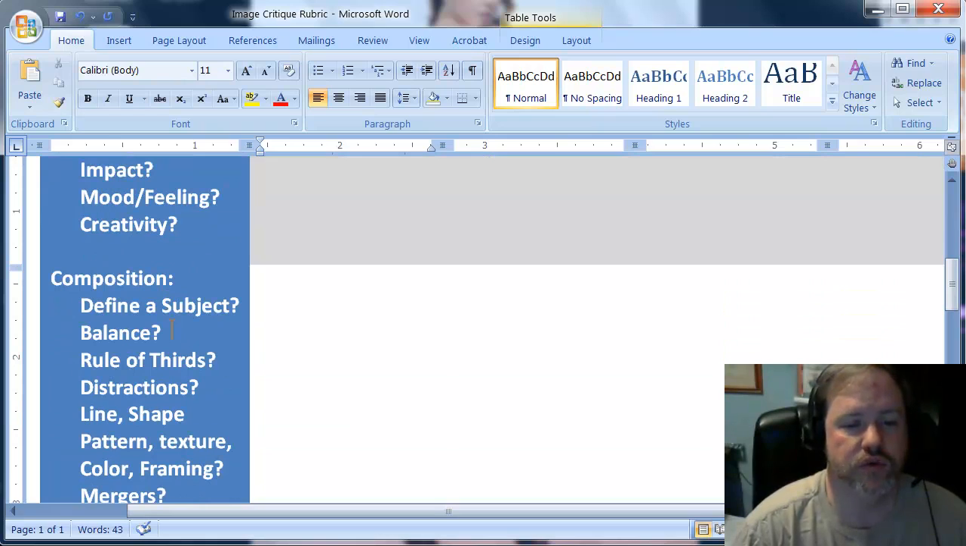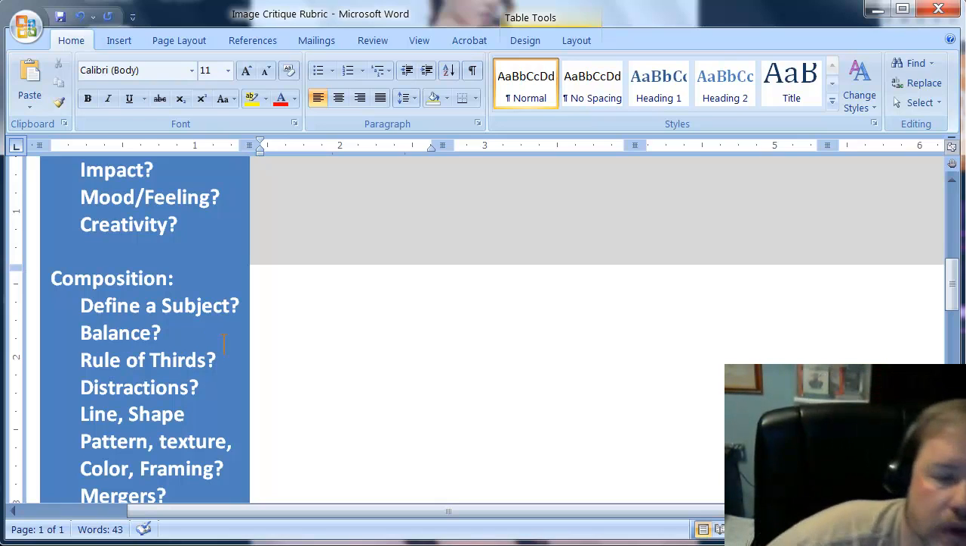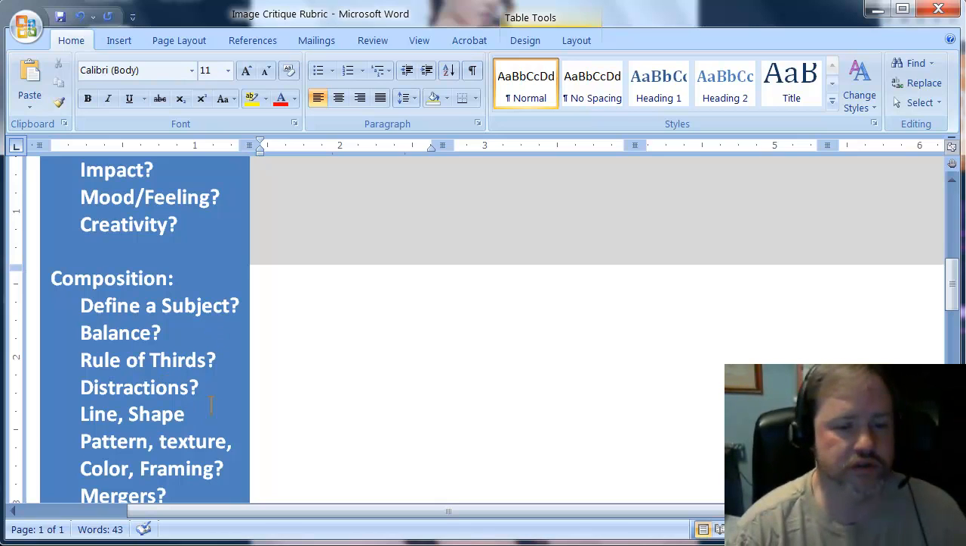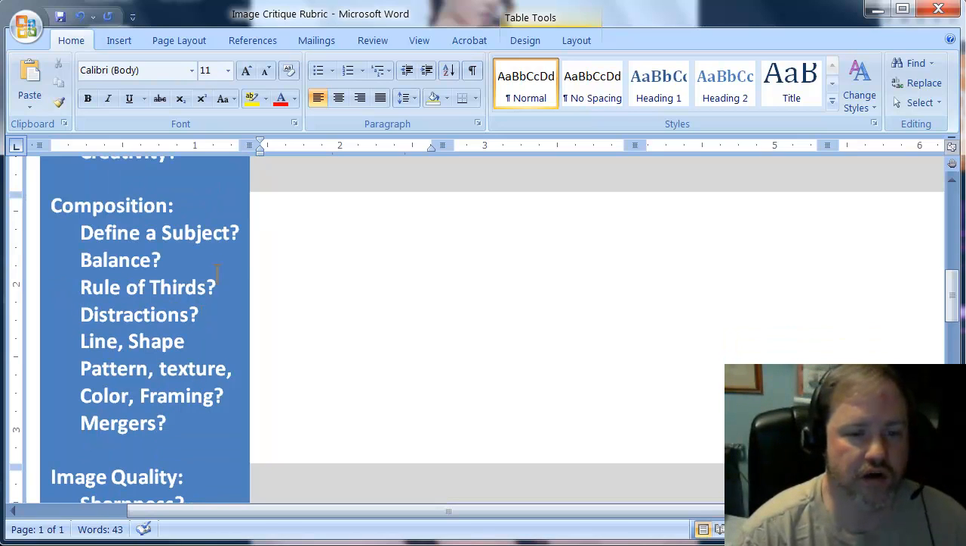Under composition, we have, did they define a subject? Does the overall composition have balance? Visual weight is equally distributed. Does it meet the rule of thirds? Are there any distractions taking our eyes away from the subject? Does it use any compositional techniques like line, shape, pattern, texture, color, framing, any of those sort of things? And are there any mergers? I'm sure there's some other compositional things, but this is the first go around with this rubric, so we'll see how this works.